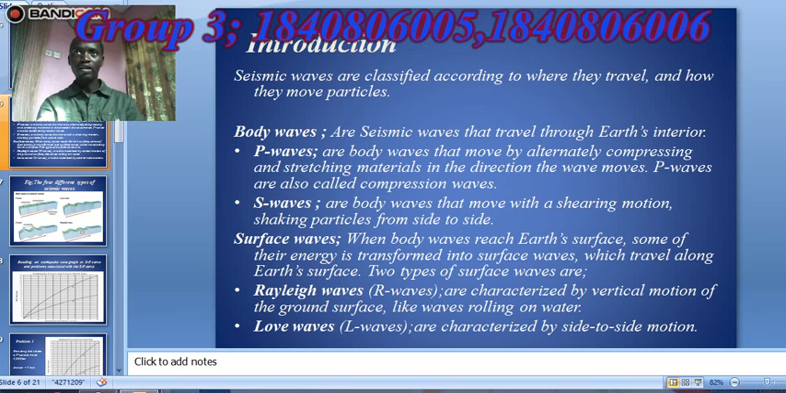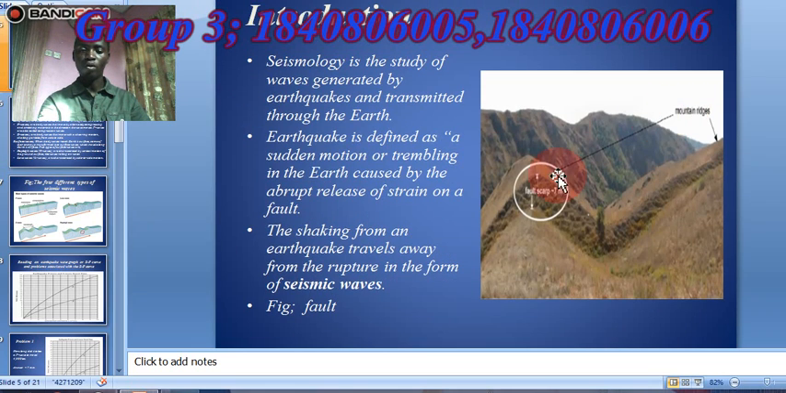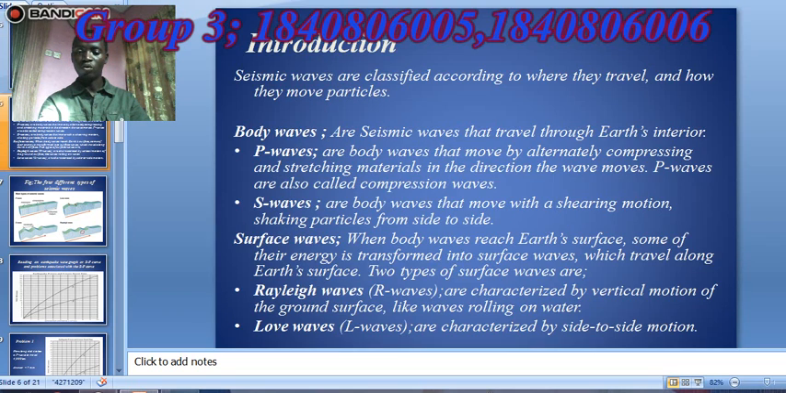So the point where the rupture occurs, we refer to as the focus of an earthquake, and the point immediately above it on the surface of the earth is called the epicenter of an earthquake. And the epicenter is actually the central part of this very presentation.